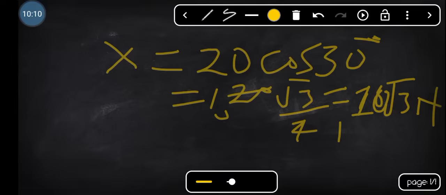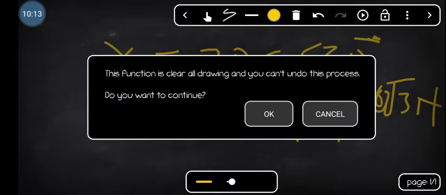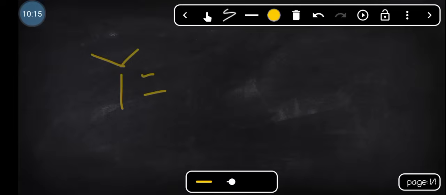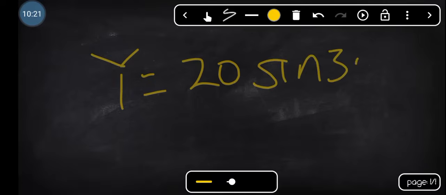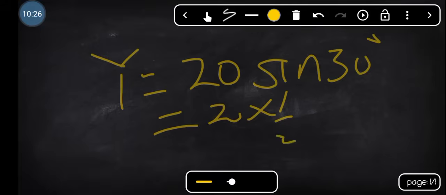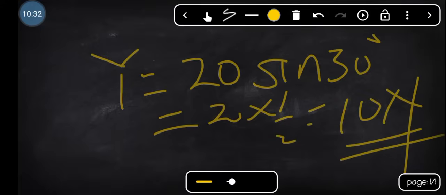So let's check the vertical component, which is y. That is 20 sine 30. Of course, sine 30 is half, so that will be 20 times 1 over 2, which is actually 10 Newton. So the vertical component is 10 Newton, while the horizontal component is 10 root 3 Newton. So basically, that is a fundamental principle of the resolution of forces. Very useful.